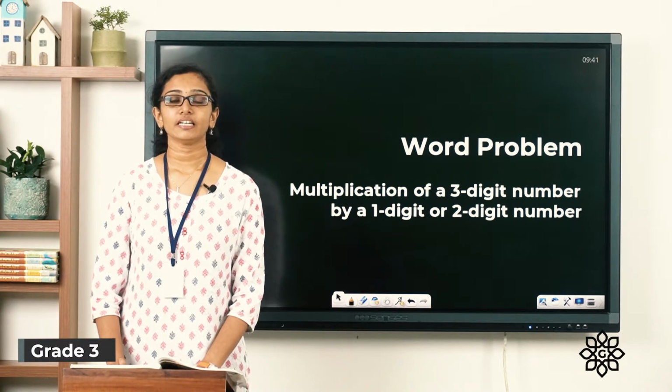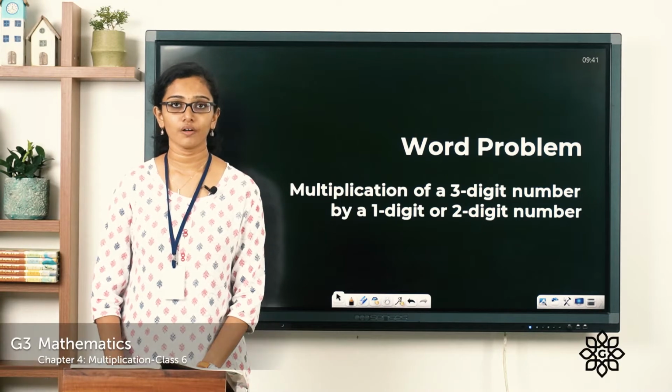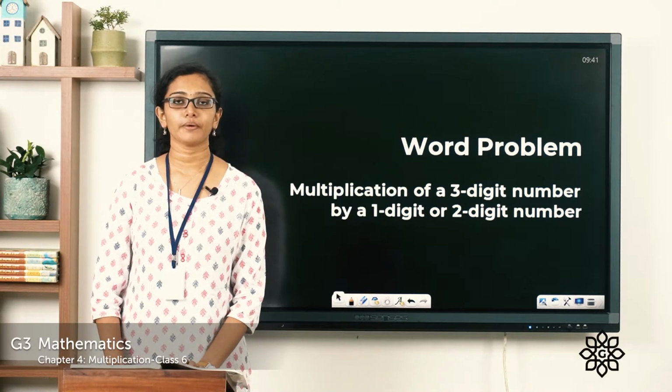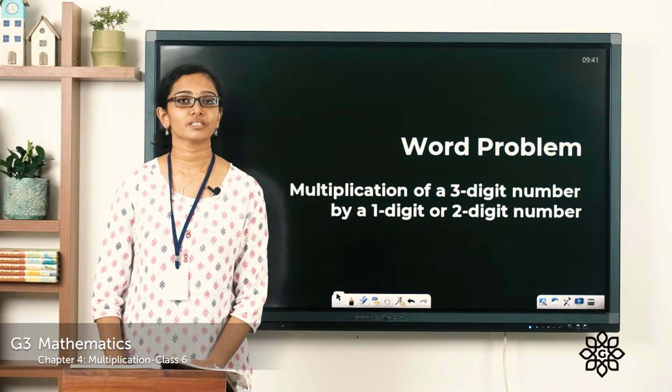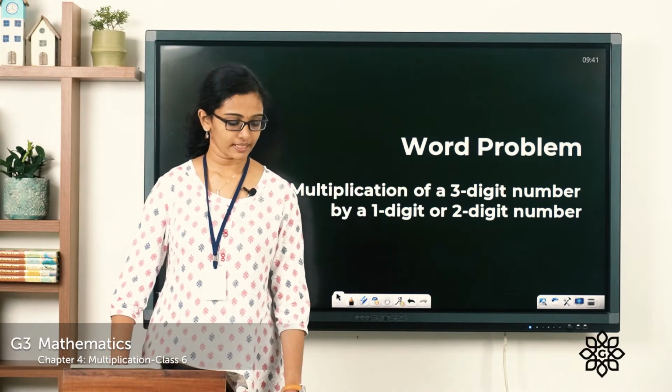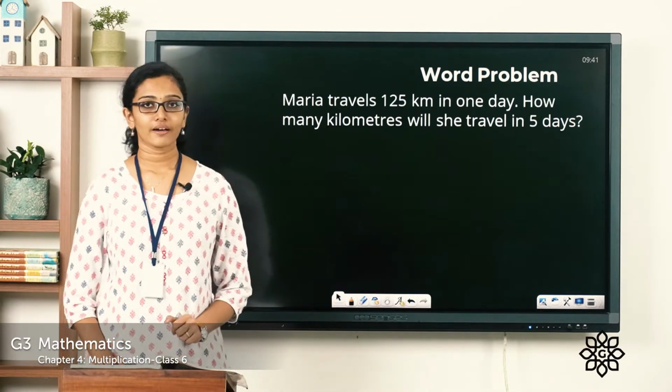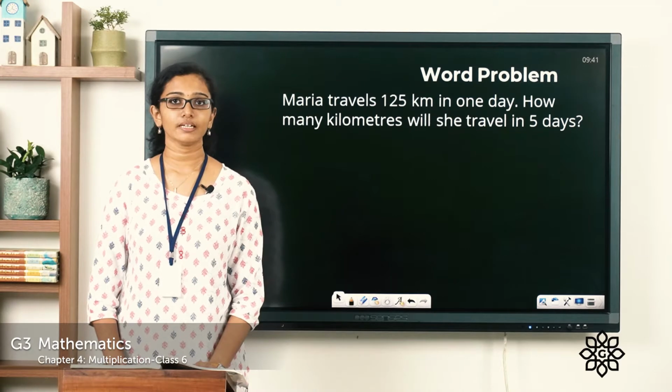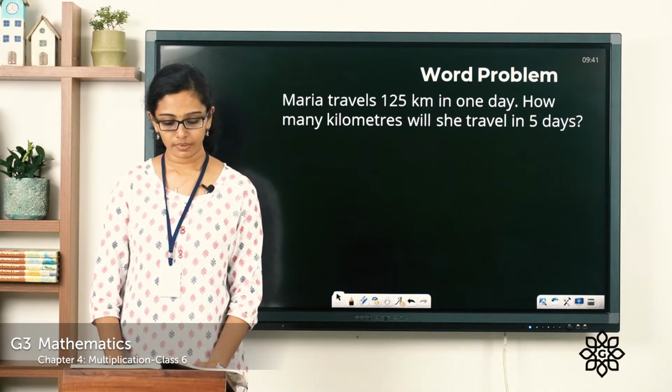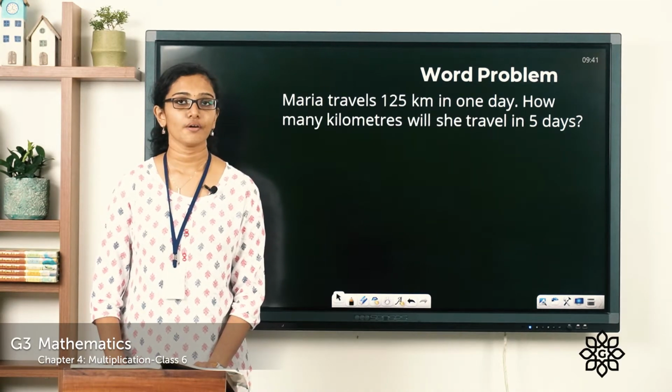Today, let's see a few word problems that involve multiplication of a 3-digit number by 1-digit and 2-digit numbers. Let's see the first question. Maria travels 125 km in 1 day. How many kilometers will she travel in 5 days?